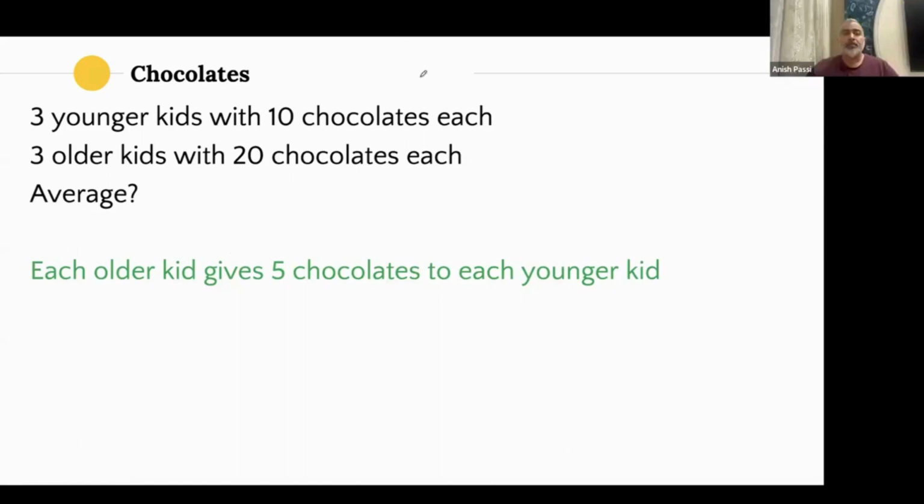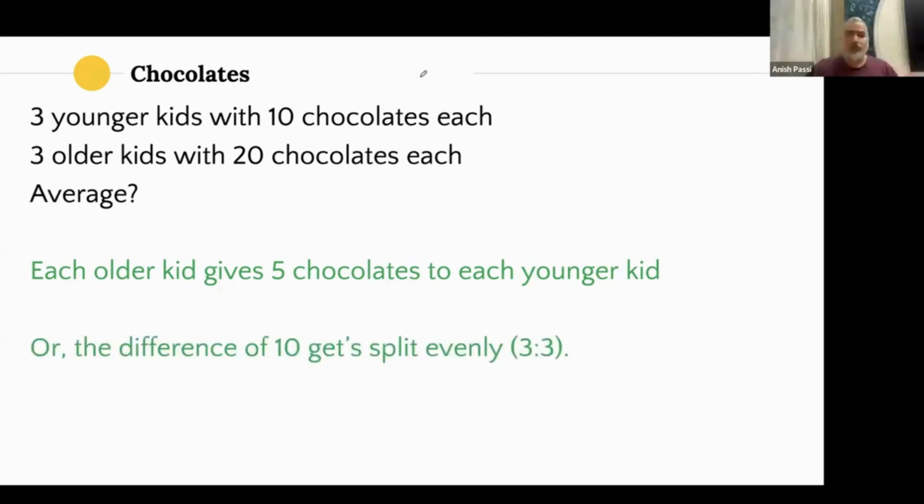Okay, let's look at this example. We saw this earlier also. 3 younger kids, 10 chocolates each. 3 older kids, 20 chocolates each. So each older kid gives 5 chocolates to each younger kid. Or another way to think about the same thing, the difference between older and younger kids, the difference of 10 chocolates gets split evenly, half and half.